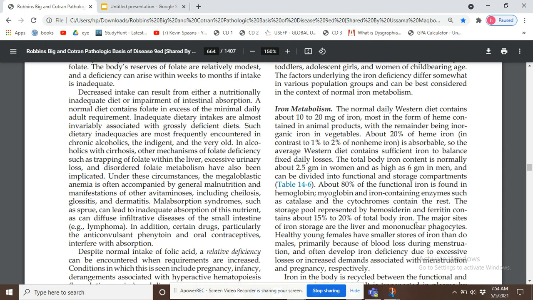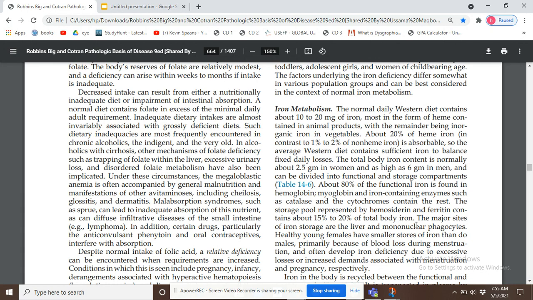Which food contains the heme iron? The animal products contain the heme iron, and the non-animal products, vegetables, contain the inorganic form of iron, which is the non-heme iron. So there are two forms of iron, heme and non-heme iron, which we take in our diet. Heme iron from the animal products, and non-heme iron from the vegetables.